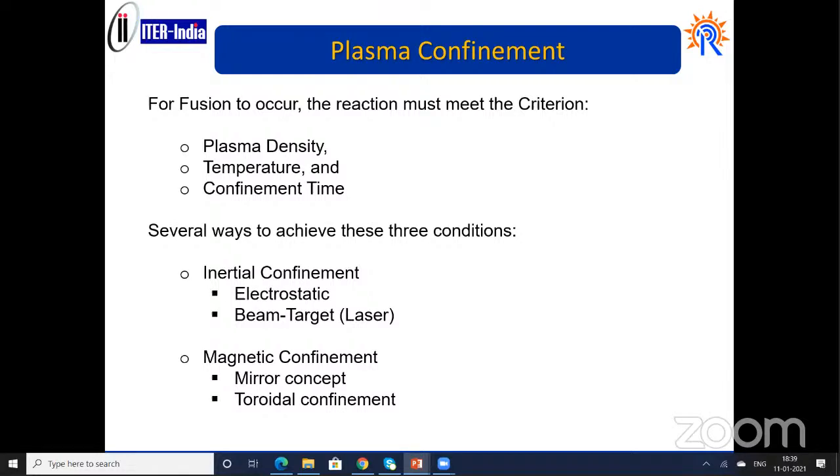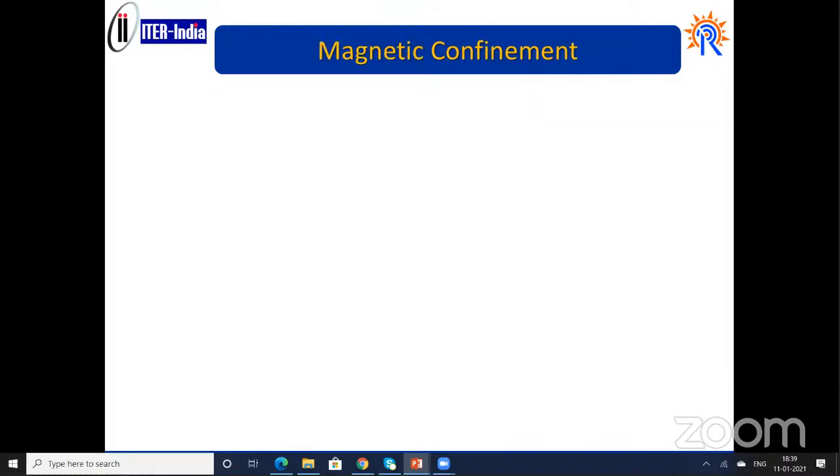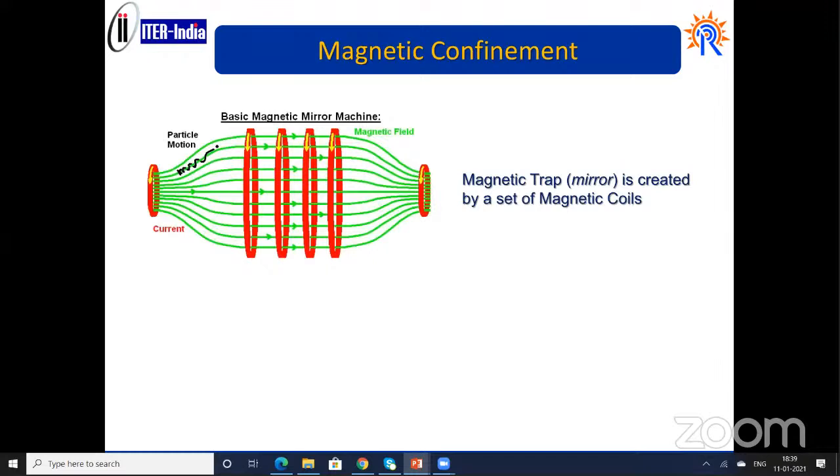Of magnetic confinement, there are different concepts. Something like the mirror concept, where you create a magnetic field so that it mirrors the ions back. The other one is toroidal confinement, and this toroidal confinement is most important for us. This is a picture of a mirror magnetic trap, where you can see that the ions in the plasma gyrate around the field lines and move around. But in practice, they also get lost very quickly.